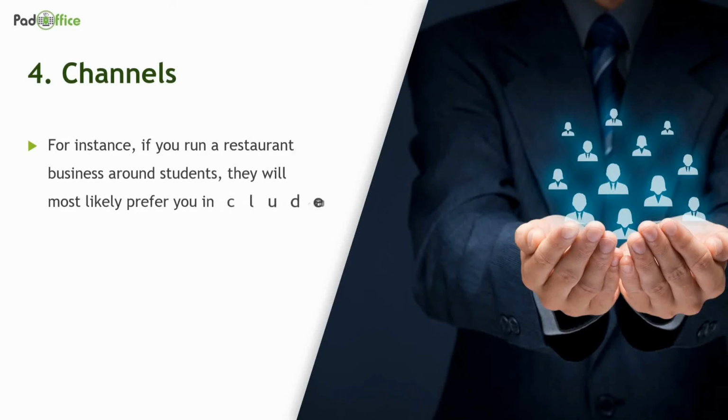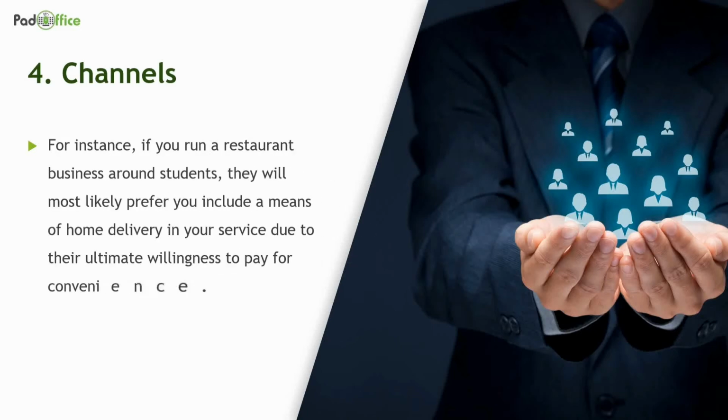For instance, if you run a restaurant business around students, they will most likely prefer you include a means of home delivery in your service due to their ultimate willingness to pay for convenience. So you think they want to come physically to your restaurant, whereas they just want to order so that you can get the food to them at home. So you have to know what your audience really wants.